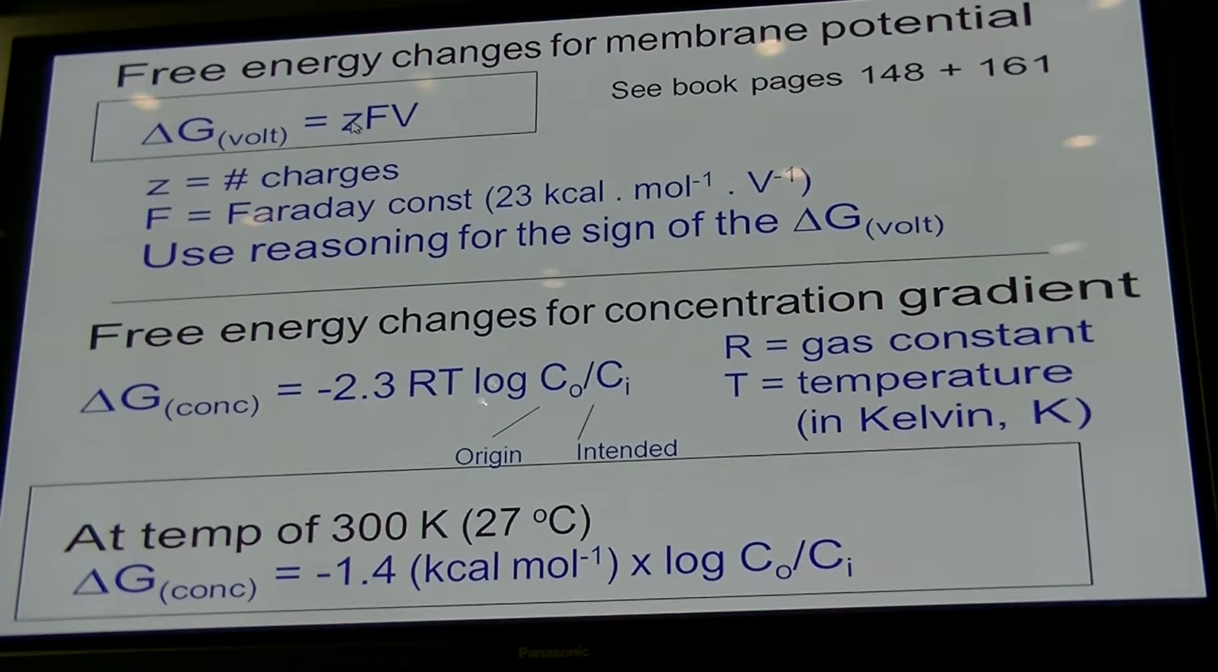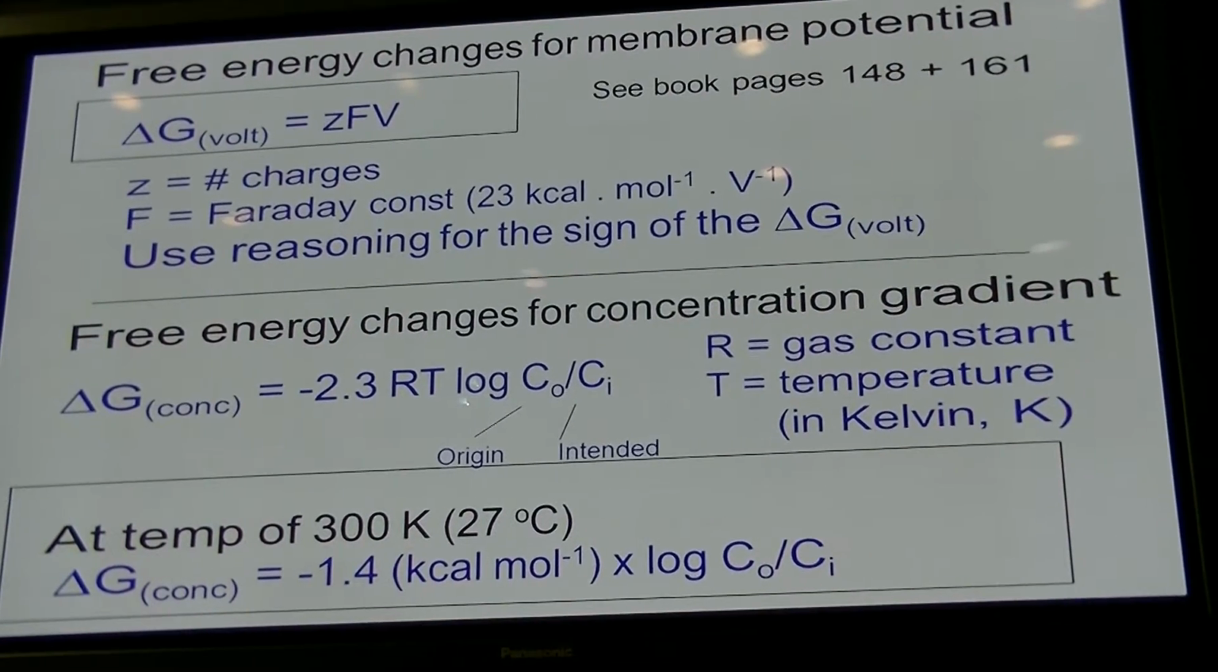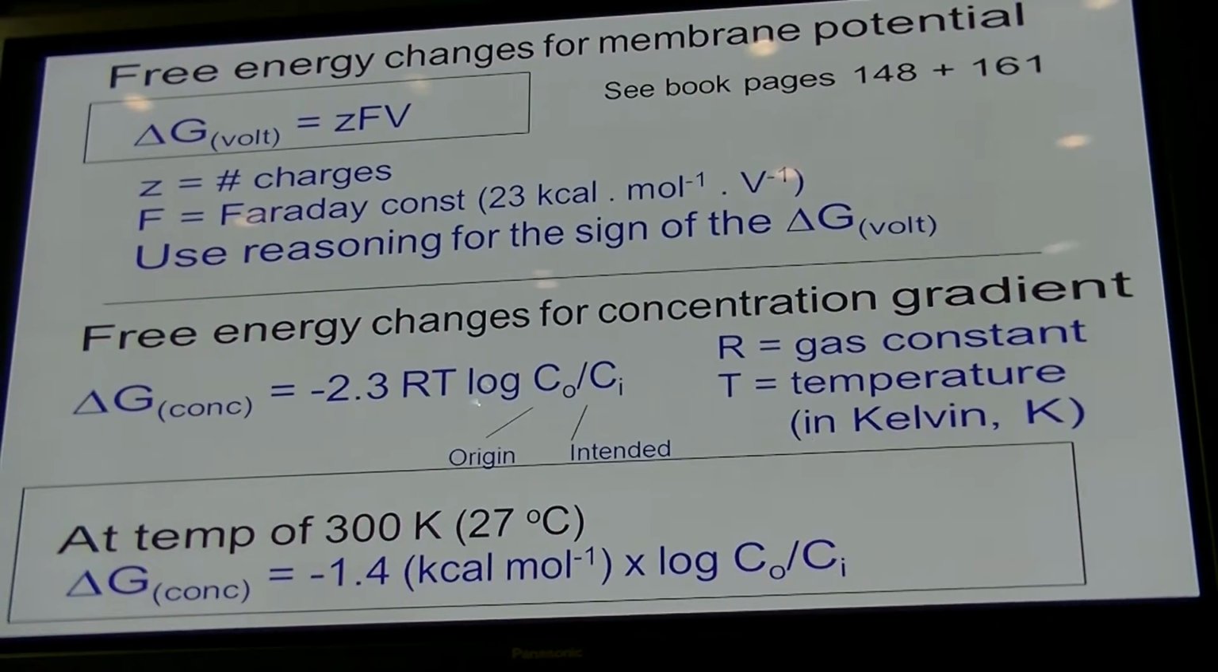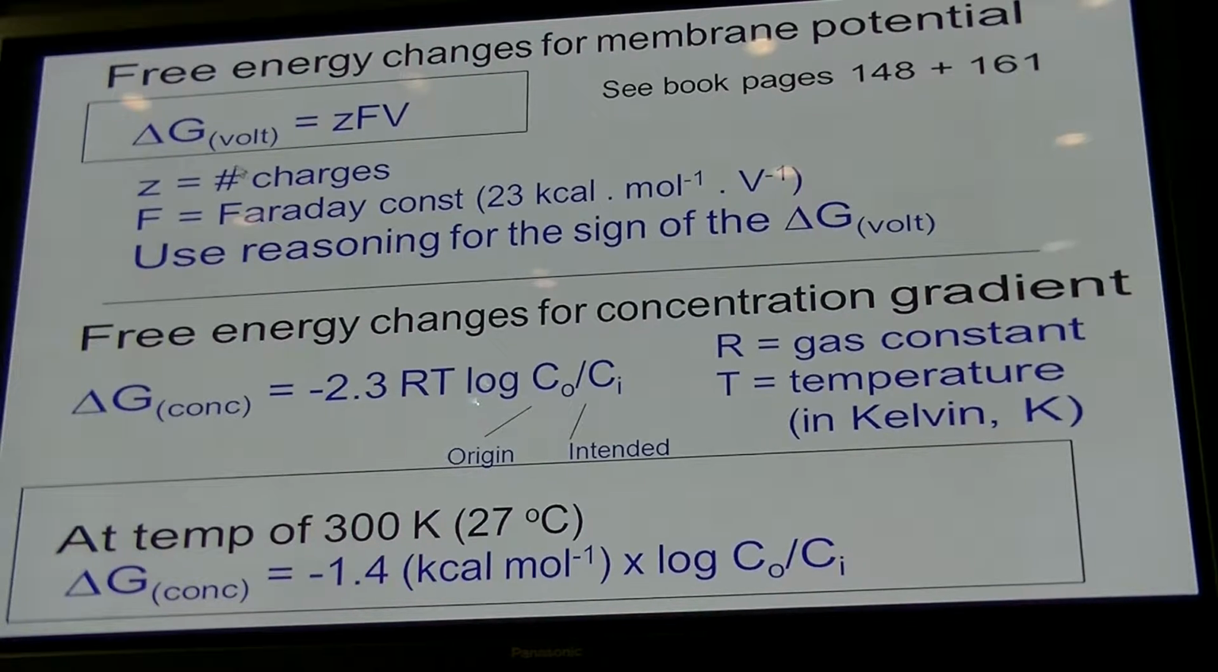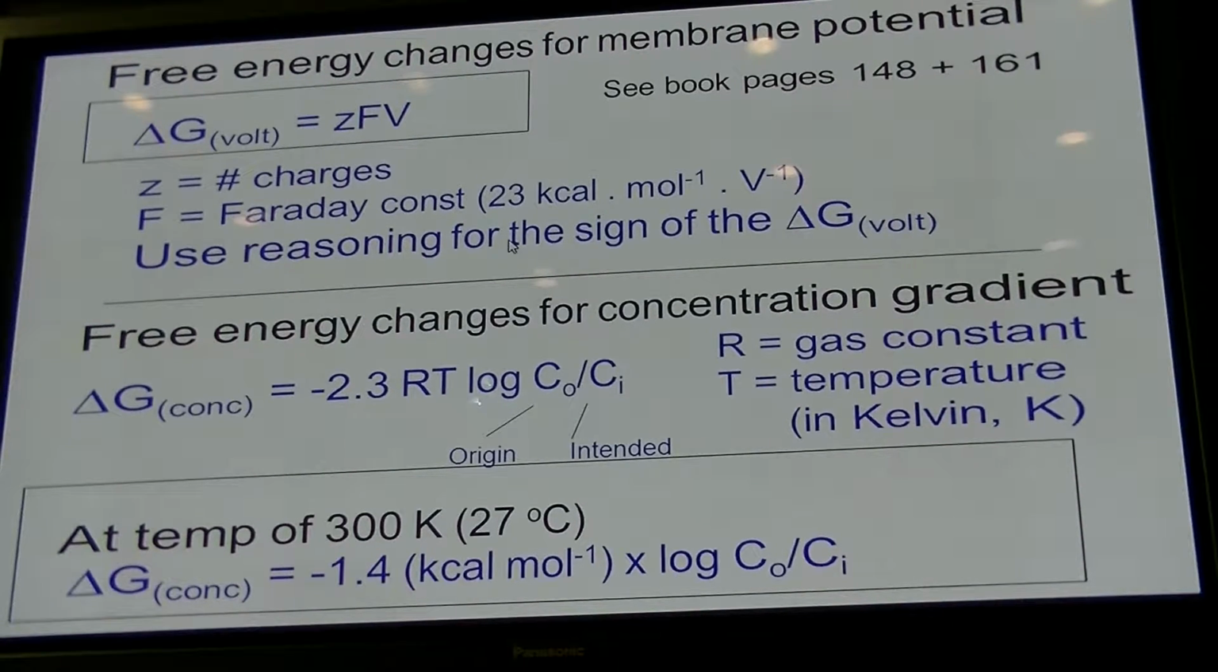So for sodium, Z is 1. For protons, Z is 1. But if we're talking about calcium, then we have 2 plus, and Z equals 2. So if we move more charge, then there's more energy involved. Okay, so we can calculate that.